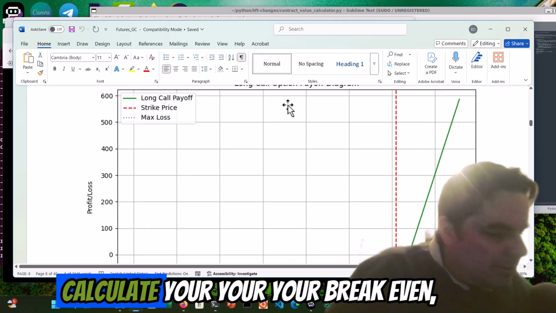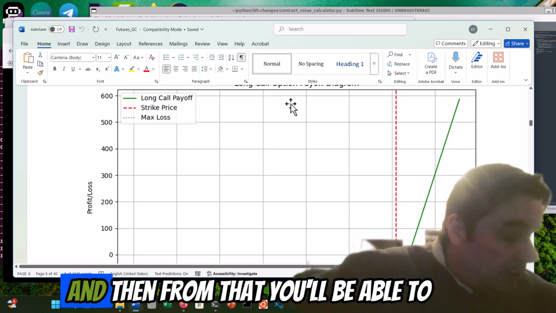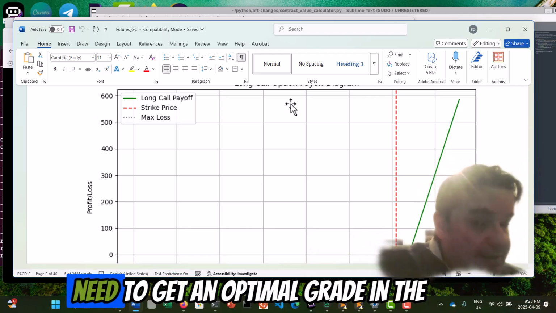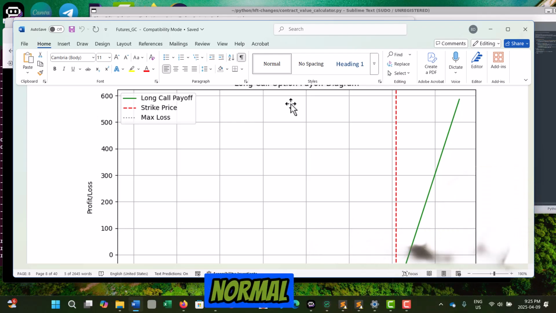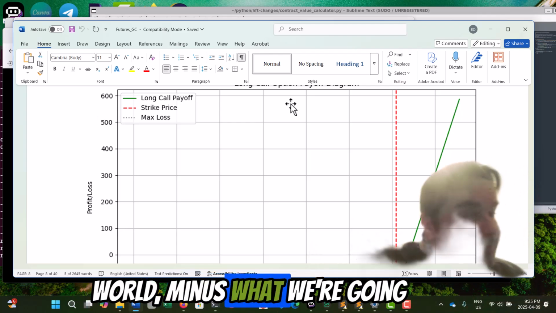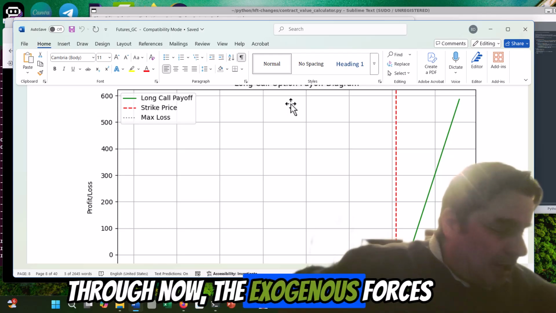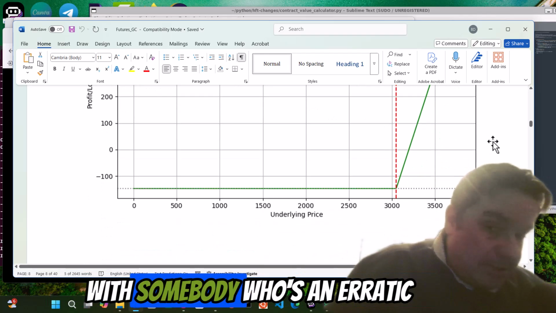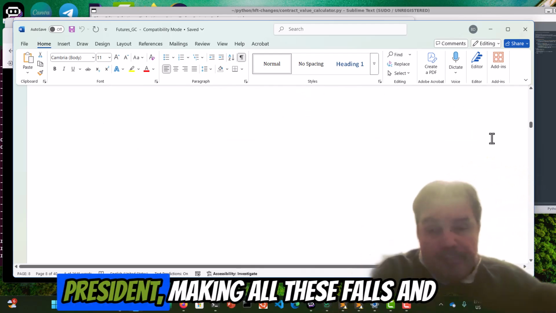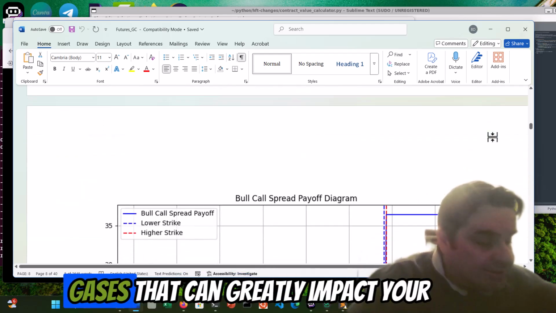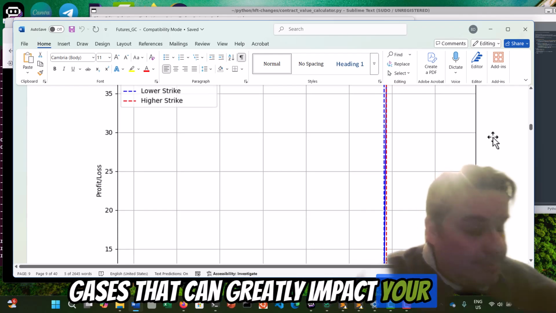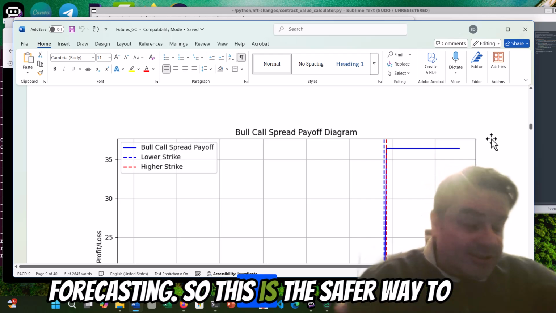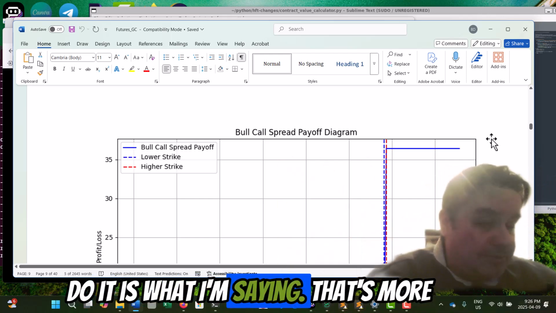So you're able to calculate your break even, and from that you'll be able to optimally set what parameters you need to get an optimal trade in the normal world, minus what we're going through now with exogenous forces that come into play when you're dealing with an erratic president making all these calls and guesses that can greatly impact your trading performance and forecasting. So this is the safer way to do it, is what I'm saying.